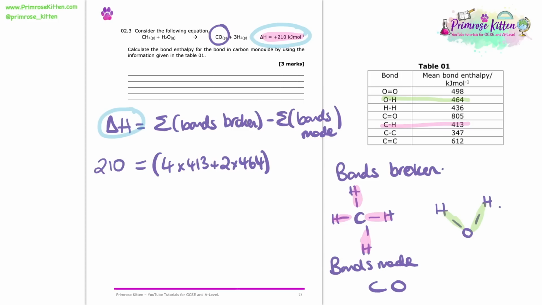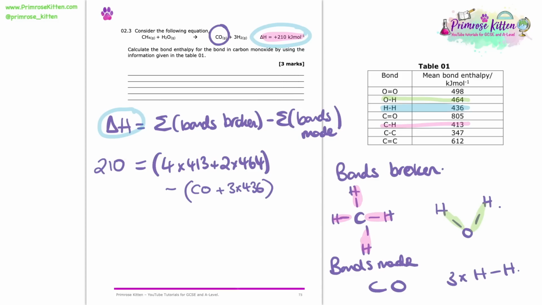So now when we look at the bonds being made here though, we have carbon monoxide, which we don't know anything about currently, and then we've got 3 times H2. So that means that we have 3 of these. So looking at our formula, we know that the enthalpy change, 210, is equal to the bonds broken minus the sum of the bonds made. So we're just going to write carbon monoxide, because we don't know what that is currently, plus 3 times 436.